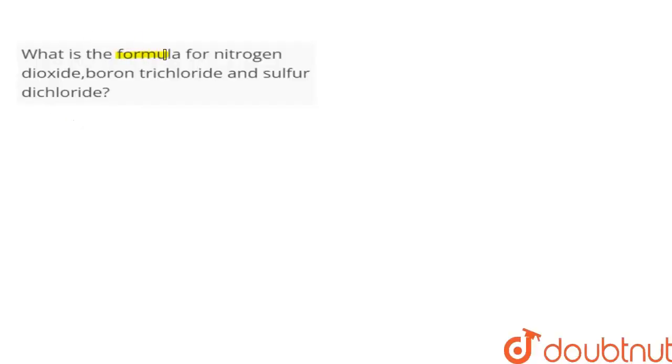Hello everyone. Question is, what is the formula for nitrogen dioxide, boron trichloride and sulfur dichloride? So in this question, we have to find out the formula for nitrogen dioxide, boron trichloride and sulfur dichloride.